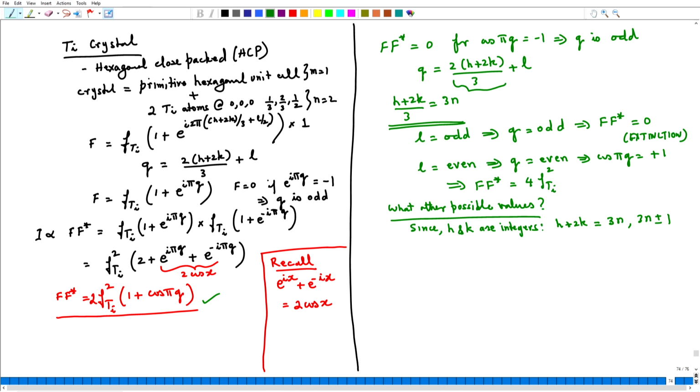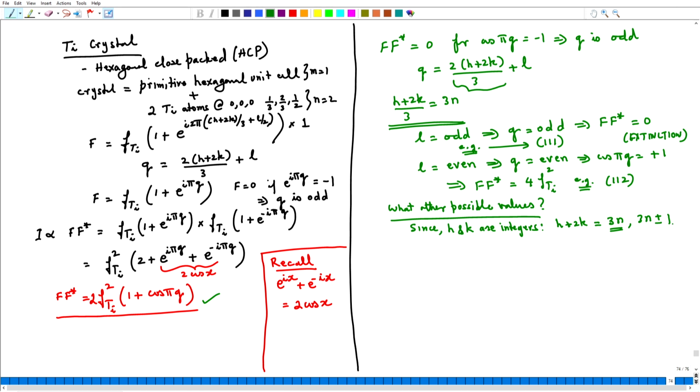Now, for example, let me just take when it is a multiple of 3, which you have already done. So, let us say an example for a reflecting plane in this case can be 1 1 1. Now, in this case h plus 2k is 3. So, it is a multiple of 3, hence f star will be 0. Suppose I had, let us say, 1 1 2. In this case, h plus 2k is a multiple of 3, but L is even. Then I get this.